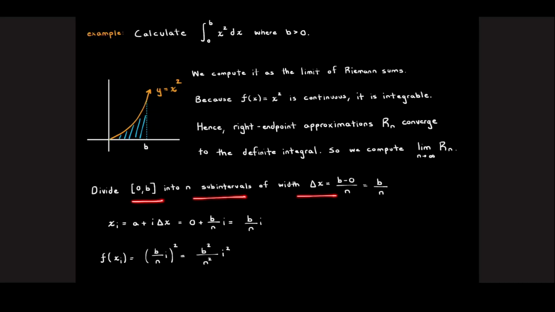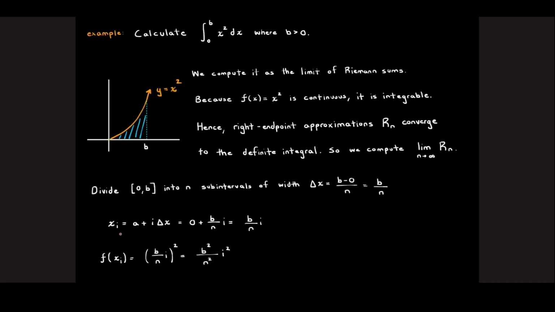Let's call it delta x. To do that, we take the length of the interval, which is b minus 0, and divide by the number of rectangles. Let's call it n. So the width of each rectangle or each subinterval is going to be b over n. They're all going to have the same width in right endpoint approximations.